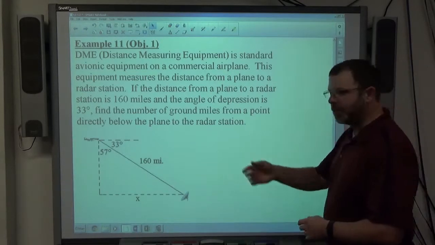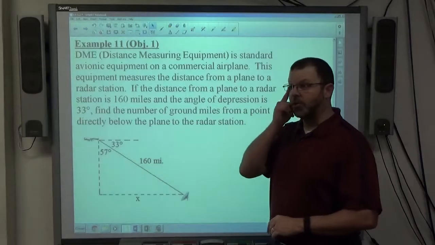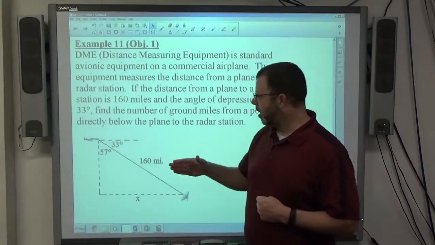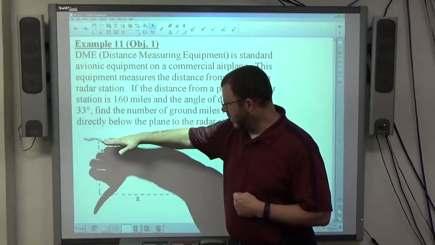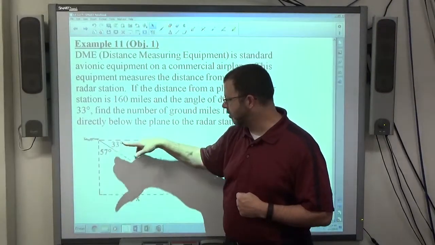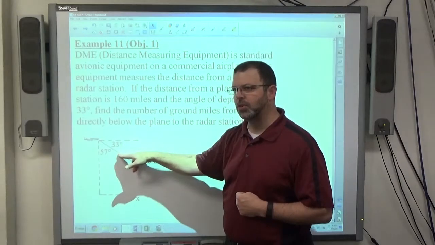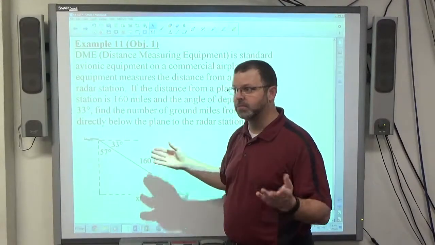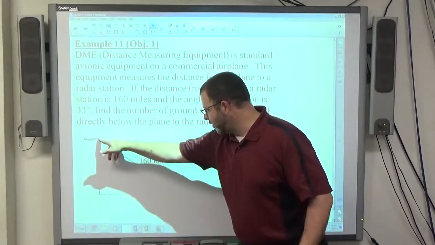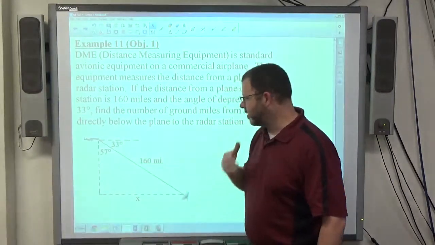So, they drew the picture for us. They don't always draw the picture, so again, knowing some vocabulary is helpful. It said angle of depression, so again, horizon coming off the plane, you look down for an angle of depression. It's from the horizon to the sight line of whoever's looking at the direction. So this is the sight line, 33 degrees down.